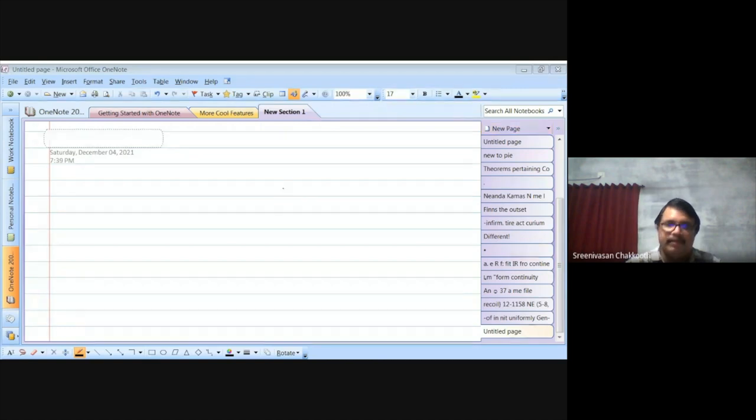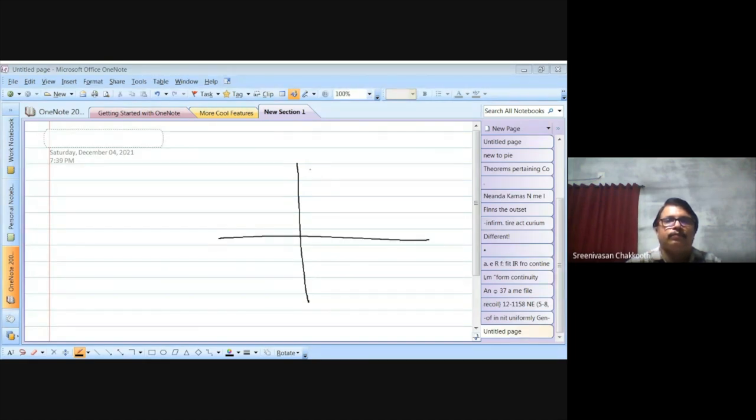Actually, what was happening here? See, this is the graph of the function f of x equal to 1 by x, you know, for x greater than 0. So you see that as x gets closer and closer to 0, the function f of x grows rapidly. In fact, this rapid growth amounts to non-uniform continuity.